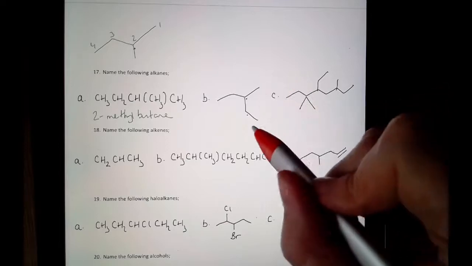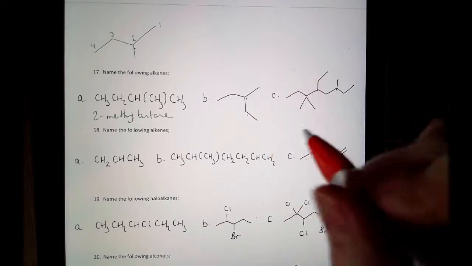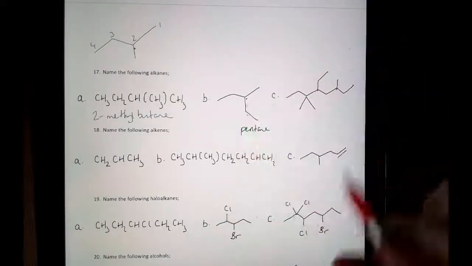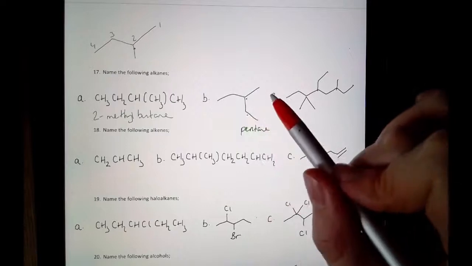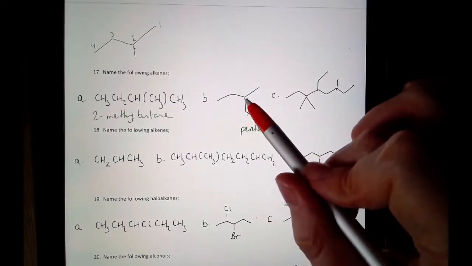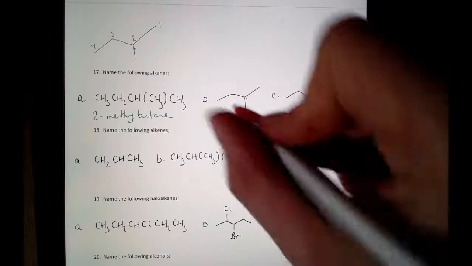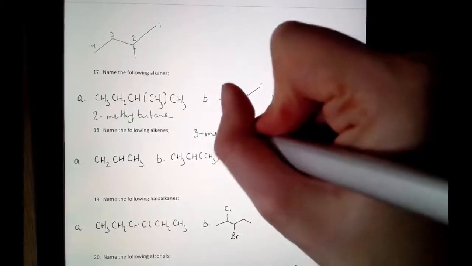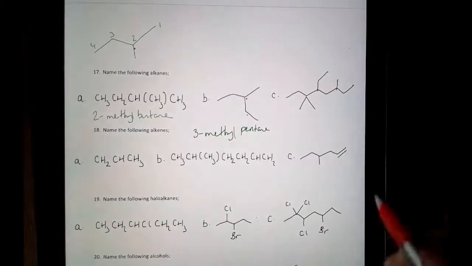So it's not going to be butane, it's actually going to be pentane, because I've got 5 carbons in a row. It doesn't matter which way I count them. I can go 1, 2, 3, 4, 5 or 1, 2, 3, 4, 5. Either way, you're going to have your substituent on carbon 3. And again, that substituent is a methyl group. So it's going to be 3-methylpentane.